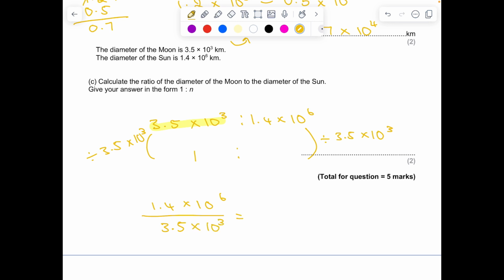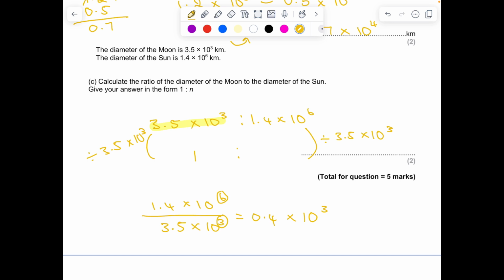And as you know, with division, you can just, on your calculator, do 1.4 divided by 3.5, which gives you 0.4, and then subtract the indices. So I'm going to do 6 take away 3, so it's times 10 to the power of 3. The only thing is that it hasn't asked for it in standard form. I'm going to turn it into a normal number now.